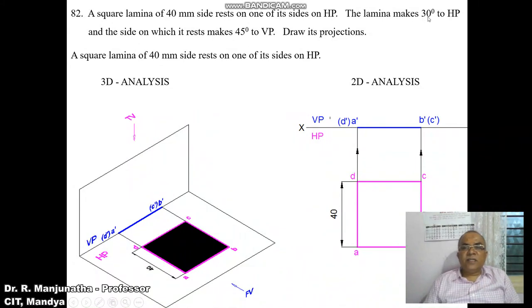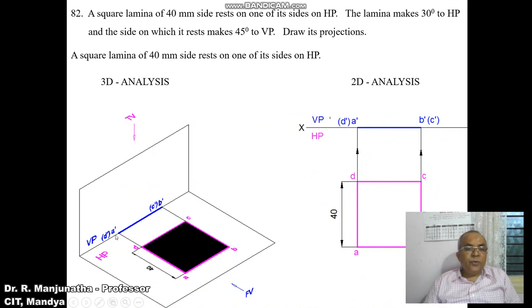As the surface is inclined to HP, we have to start from the horizontal plane, that is HP. And since the lamina rests on one of its sides on HP, the side which is resting on HP has to be perpendicular to VP. So we can see here AD is the edge which is perpendicular to VP, and similarly BC is also the edge which is perpendicular to VP. So therefore, either we can rest AD or we can rest BC.